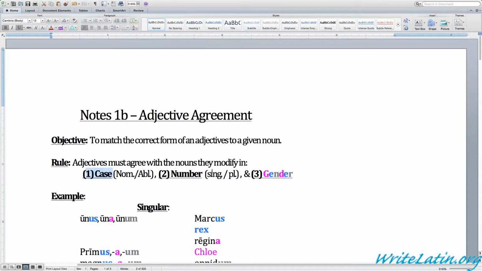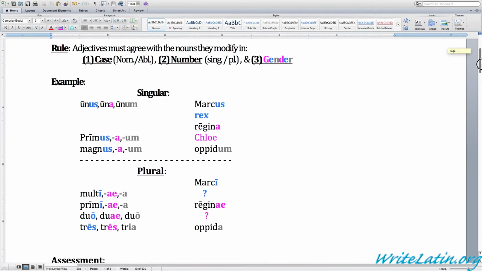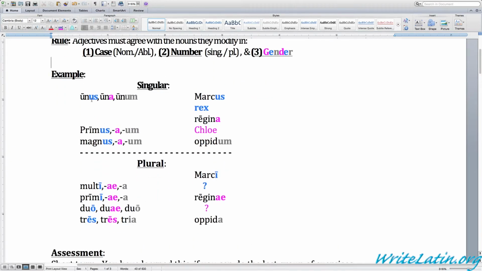So if the noun is plural, its adjective better be plural. If the noun is nominative, its adjective better be nominative. And last off, adjectives must agree with nouns in gender. So if the noun is neuter, which we represent by gray, then the adjective better be using its neuter form, not its masculine or feminine forms. All right, so let's take a look at some examples.